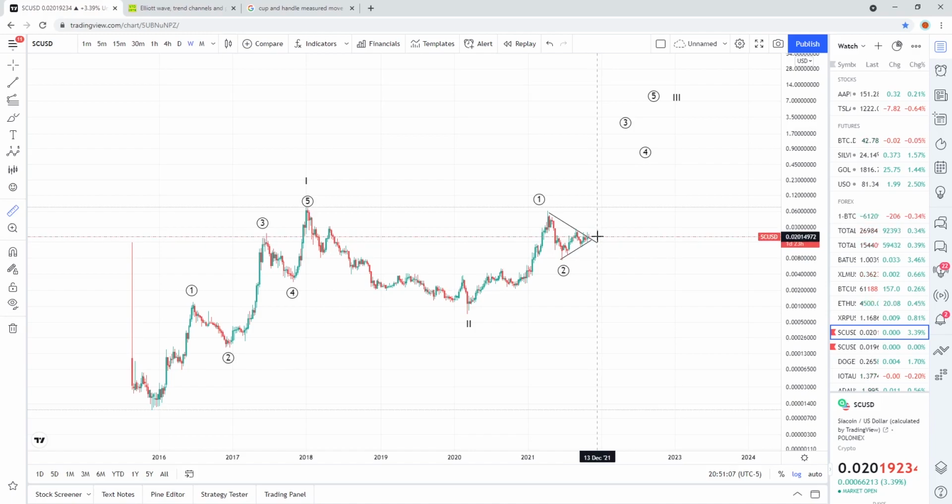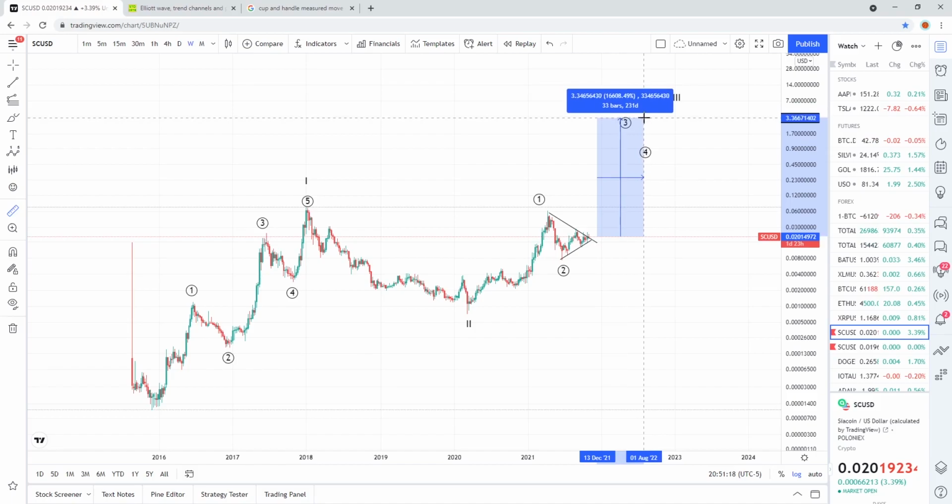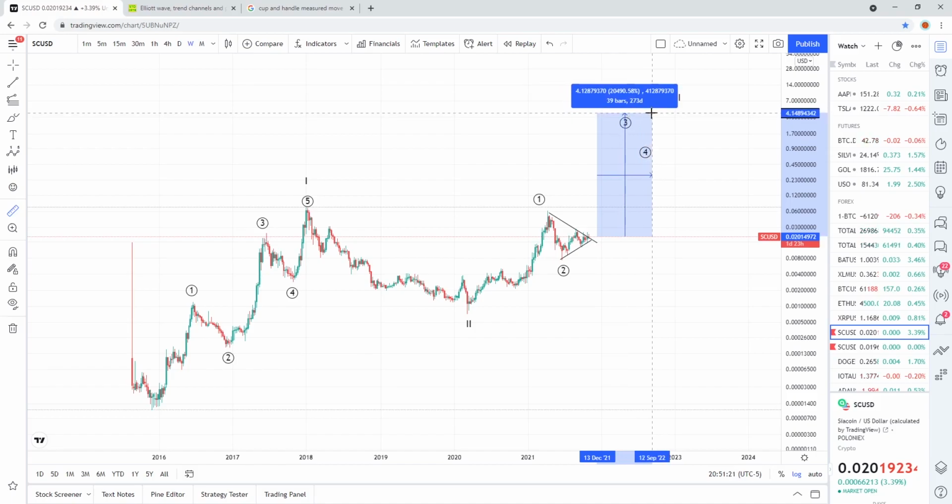I do think that this coin is set up for a very nice run. If it went up to even 40 cents, you're looking at almost 2,000% gain. And if it goes up to the $4 target, you're looking at around 20,000%.